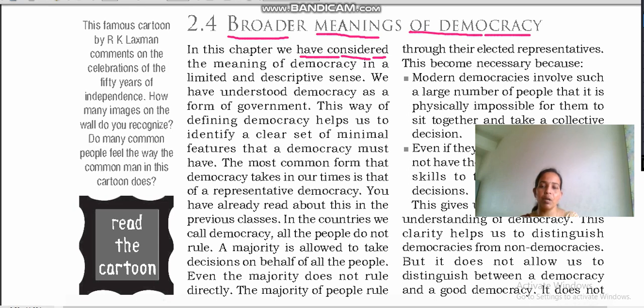Even the majority does not rule directly. The majority is not ruling directly. The majority of people rule through their elected representatives. They are ruling through their elected representatives.